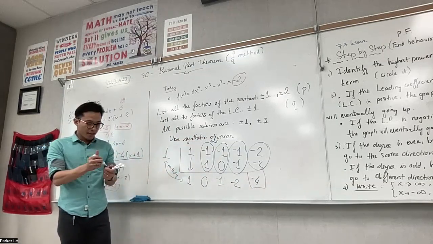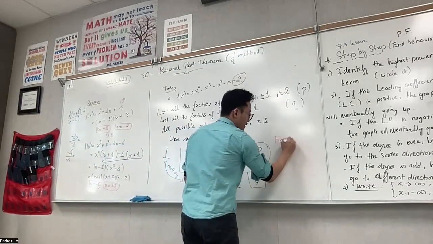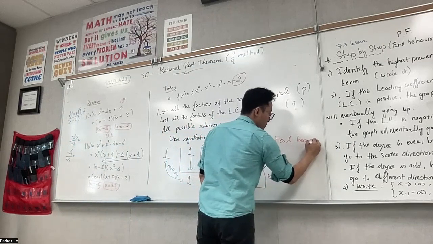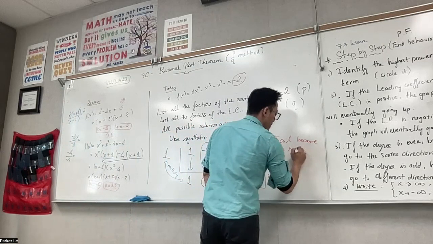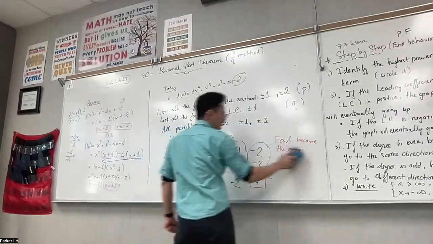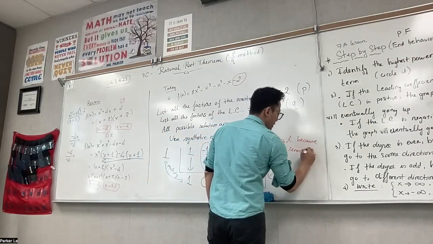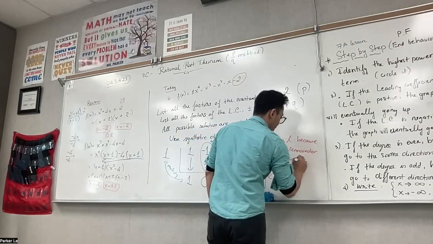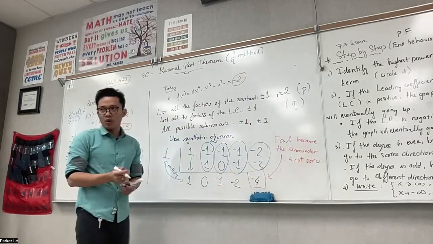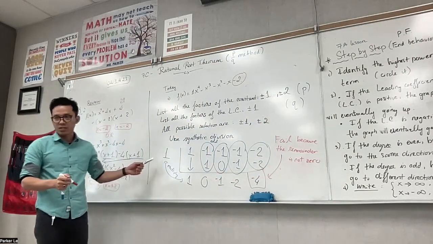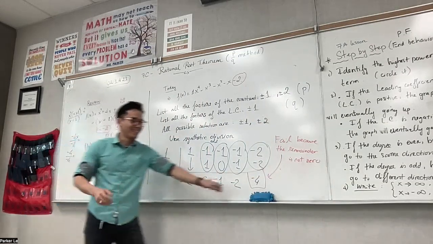So this is a fail, because the remainder is not 0. Only when the remainder is 0 is it a solution. So 1 is not a solution. We need to move on to the next candidates.